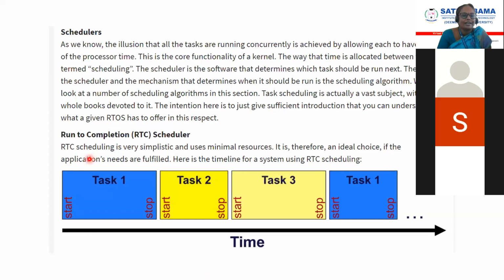Now RTC, run to completion, needs very minimal resources. If the application needs are fulfilled, here is the timeline. My task one will start, then stop, start, stop. Each task has to start and it has to stop. So what is the running time? You can see task one has more running time than task two, and task three has more running time than task one. So you can see that only minimal resources are used.